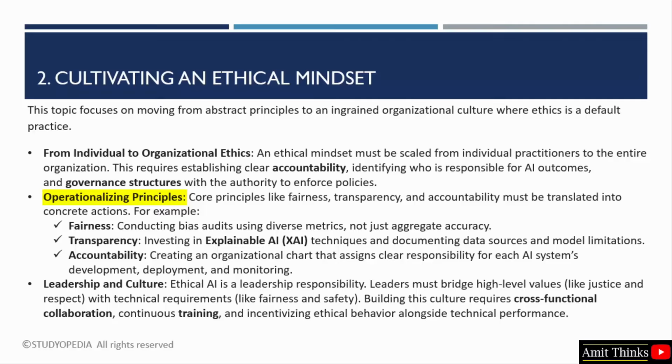Fairness means to implement bias audits using diverse metrics. Transparency means adopt explainable AI and document limitations. Accountability means to assign clear responsibility for each AI system's lifecycle. The last one is leadership and culture. Leaders must bridge core values with technical requirements, fostering a culture of ethics through collaboration, training and aligned incentives.